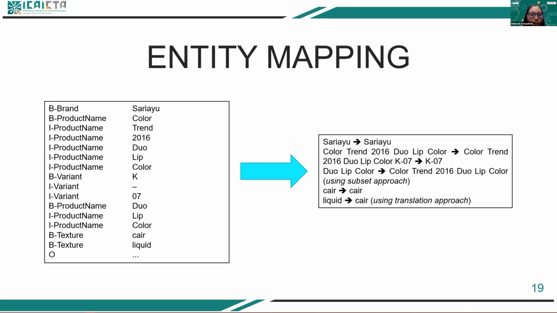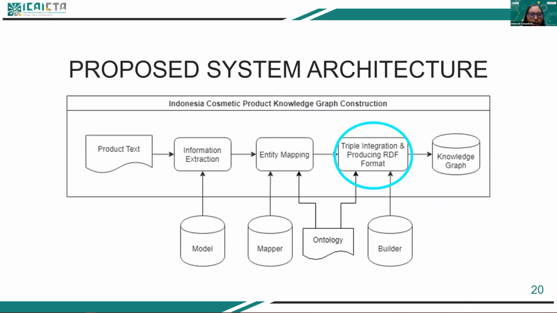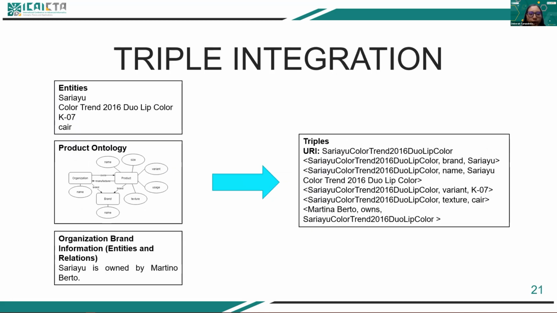We take these entities and connect them based on the ontologies into triples. And the last thing is we map the triples into RDF format.